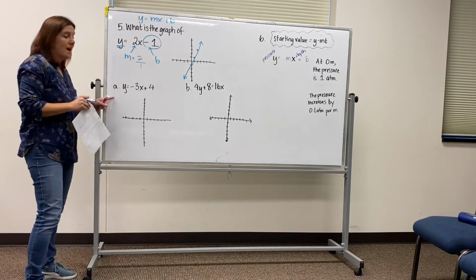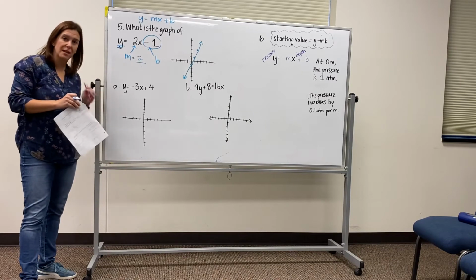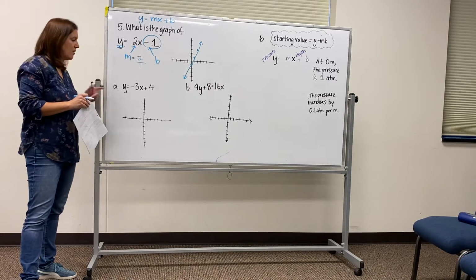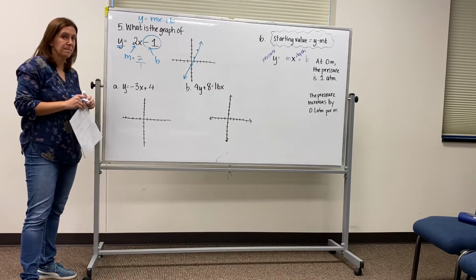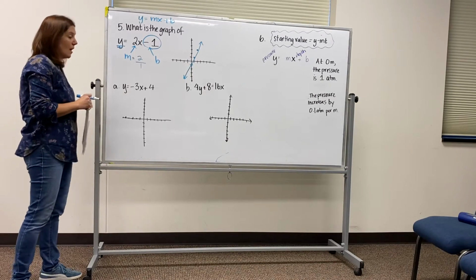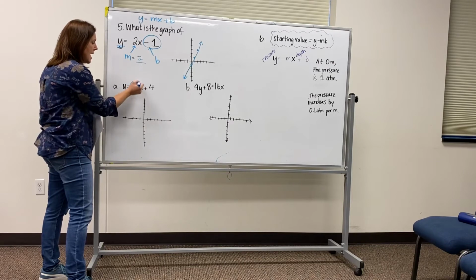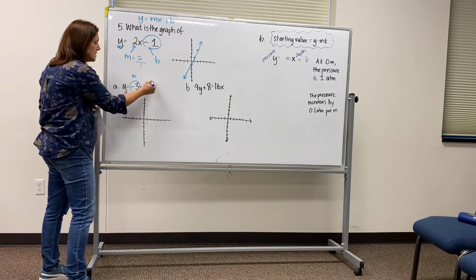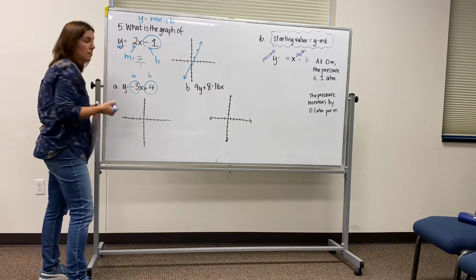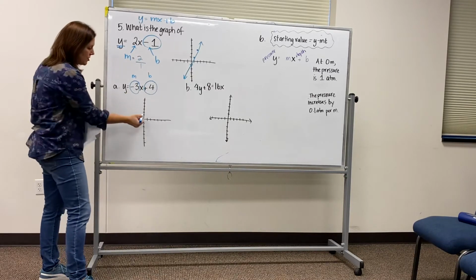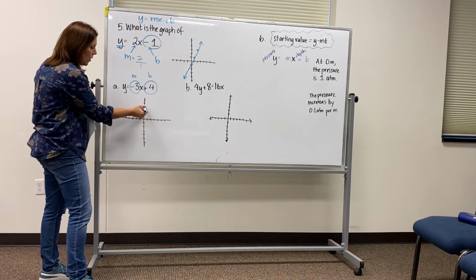So I want you to go ahead and try letter A. Pause this video and try graphing letter A on your own. Okay, I'm going to do the same thing. y equals mx plus b. My first point is always my y-intercept, 1, 2, 3, 4.